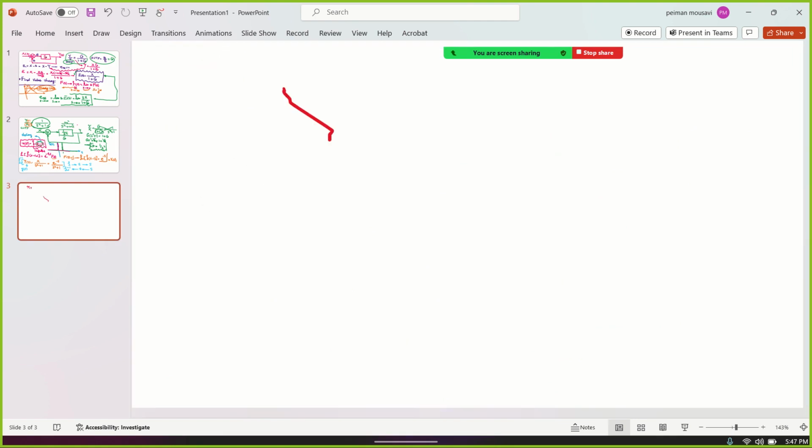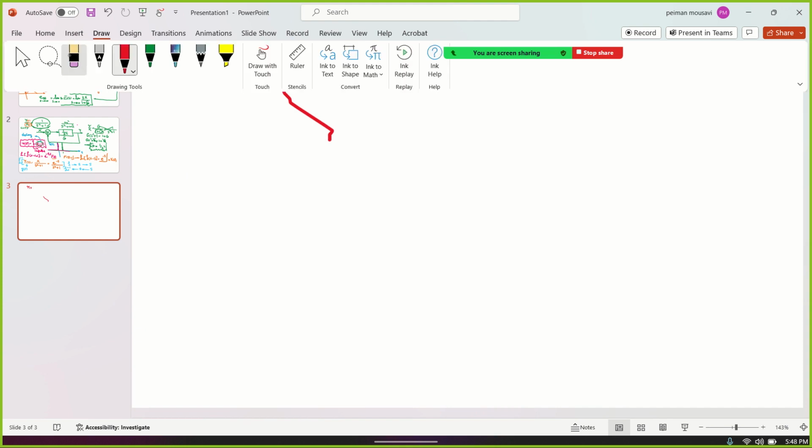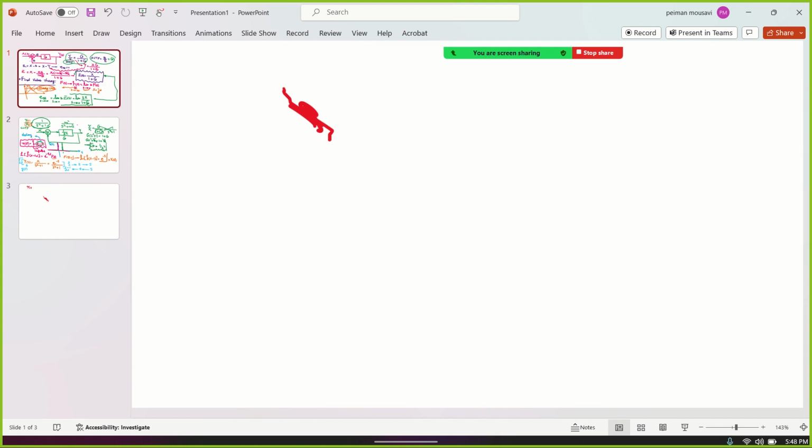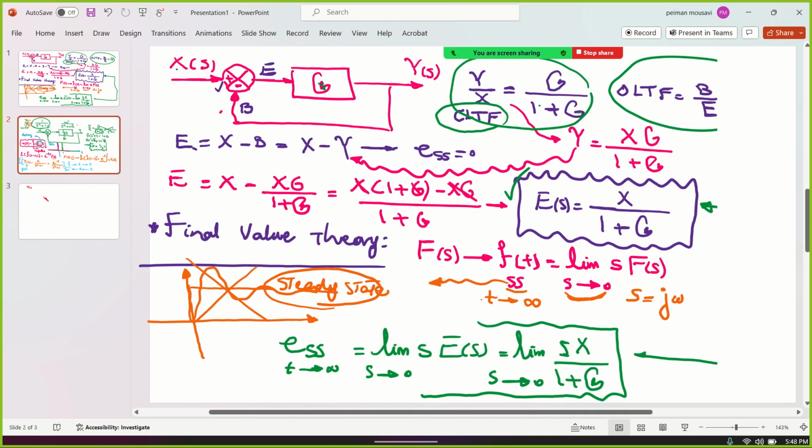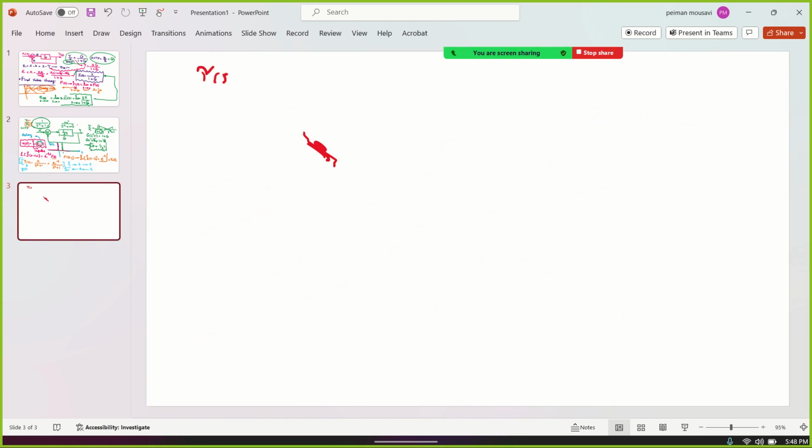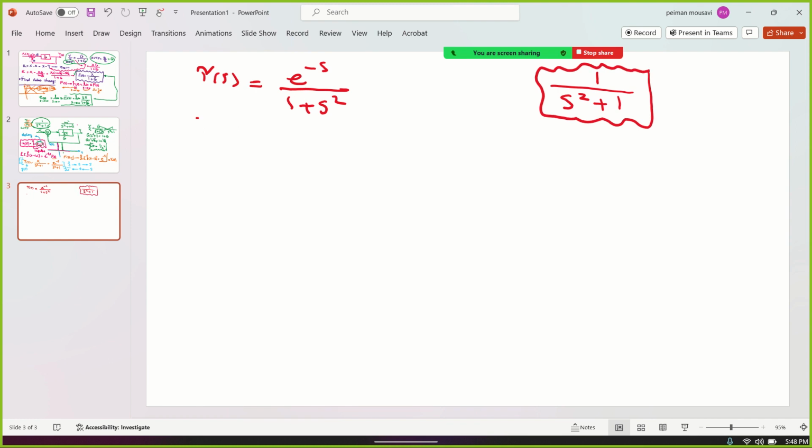Y of s was, oh my god, what happened? What's going on? Okay. Y of s was, we got e to the minus s over 1 plus s squared. Guys, look at here. Go to your notes. I taught you. Which function has such a Laplace? Look at your notes. In 10 cases I taught you. Which function has such a Laplace?